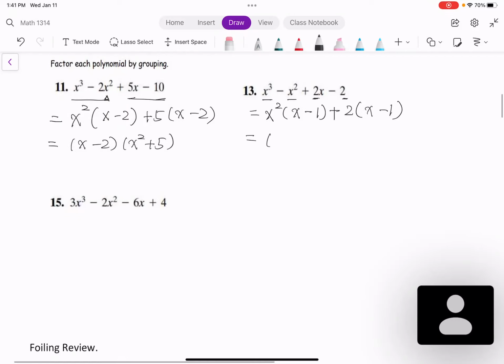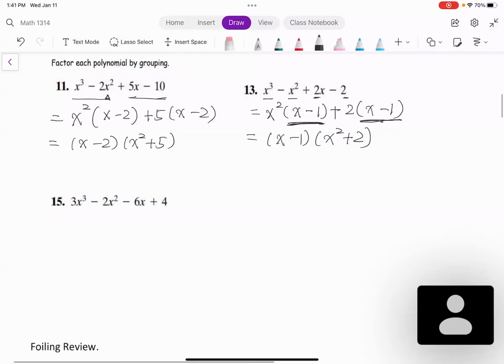Then we factor out the GCF, x minus 1, x squared plus 2. And remember that we do the group factoring. You see these two must be the same. If they are not the same, you may have some mistake. So go back to your previous step to check if something is wrong, if you didn't factor out the correct GCF.